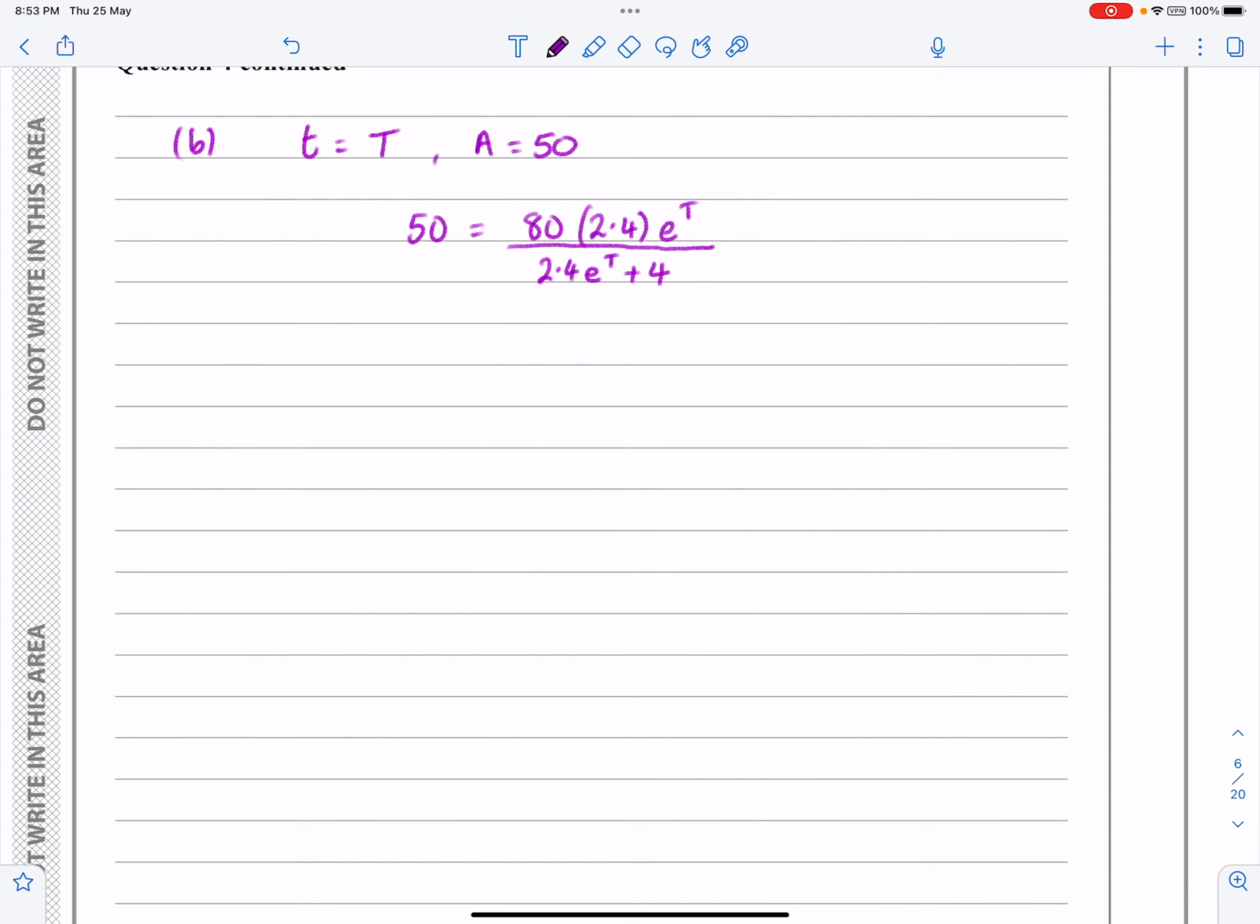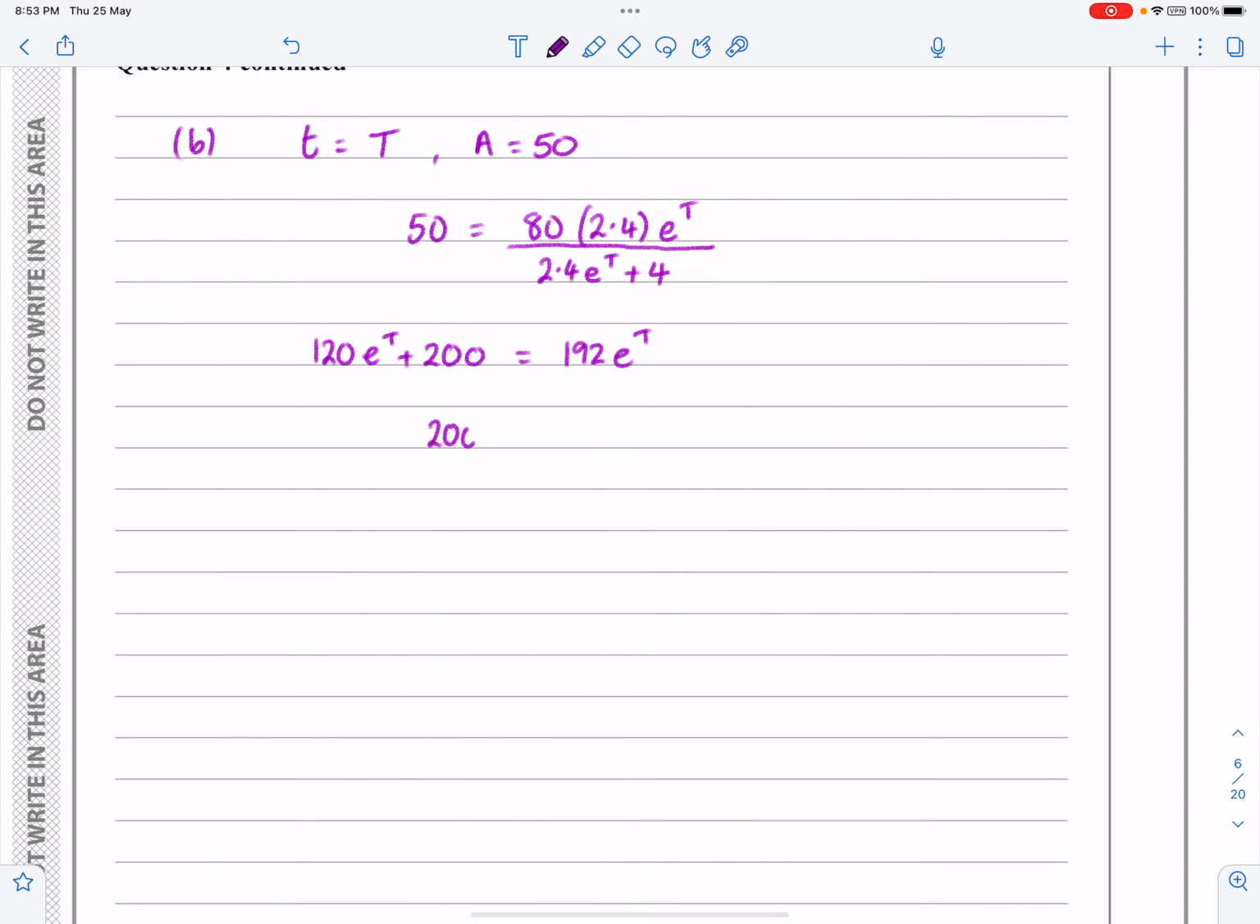So if I multiply that out, I'm going to get 120e^t + 200 on that side is equal to, when we multiply 80 by 2.4, we get 192e^t. And this is what I was going to say was, get e^t all on one side, get everything else onto the other side, and then we should be able to work out e^t equals. So in this case, if I was doing this, just take the 120 over to the other side there.